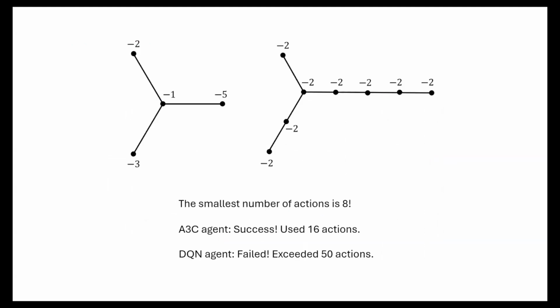Yeah, so this is an interesting example. The smallest number of actions needed is just 8. But the DQN agent did not find the way from the right planning graph to the left planning graph. However, the A3C agent used 16 actions from the right one to the left.